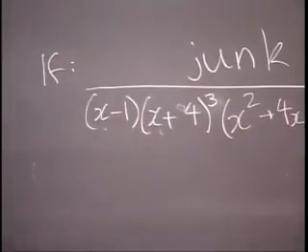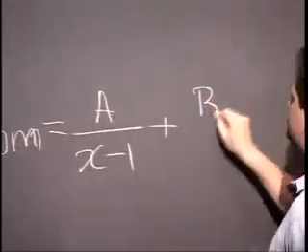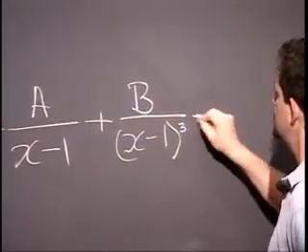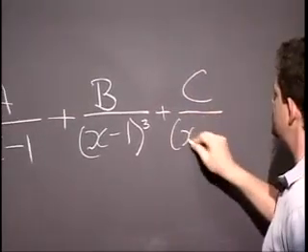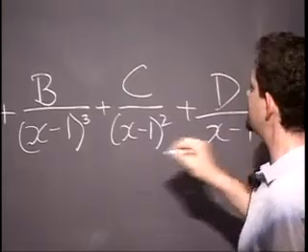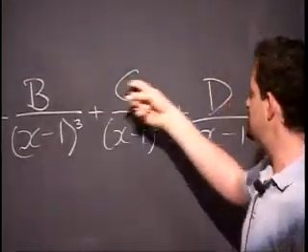There's also x plus 4 all cubed, so according to the table I wrote up before, I need 3 terms. An x plus 4 all cubed, an x plus 4 all squared, and an x plus 4. And notice that I started with b. So I went b, c, d.